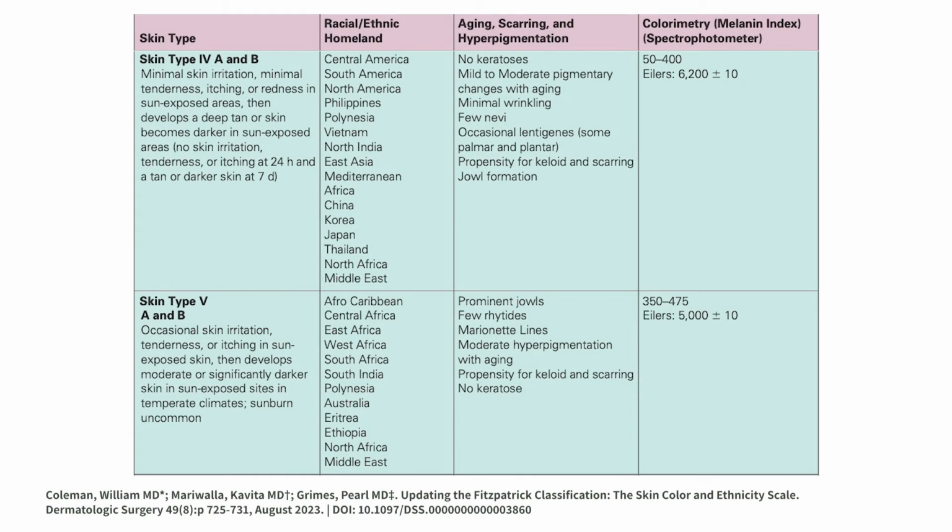You will also notice that skin types 4 and 5 have been broken down into an A and a B category. And the reason why the authors did that is because we have found in clinical practice that there is such a broad range in skin types 4 and 5 in terms of response to aging and sun exposure and trauma that we would better be able to predict if each of those numbers had an A and a B.